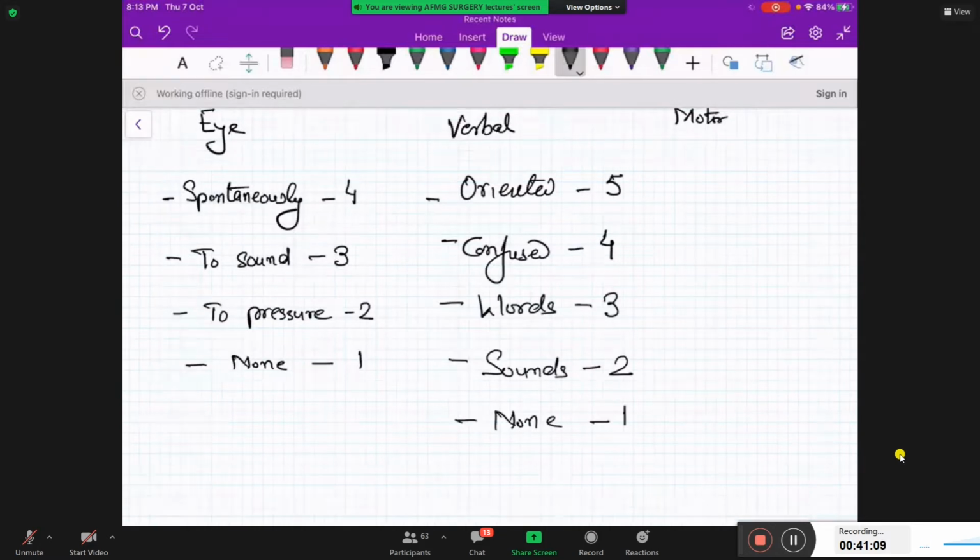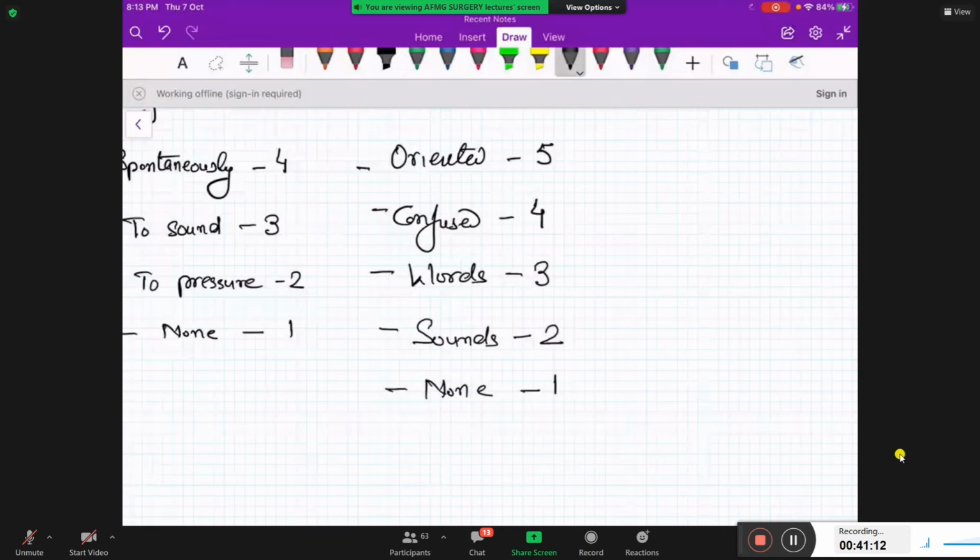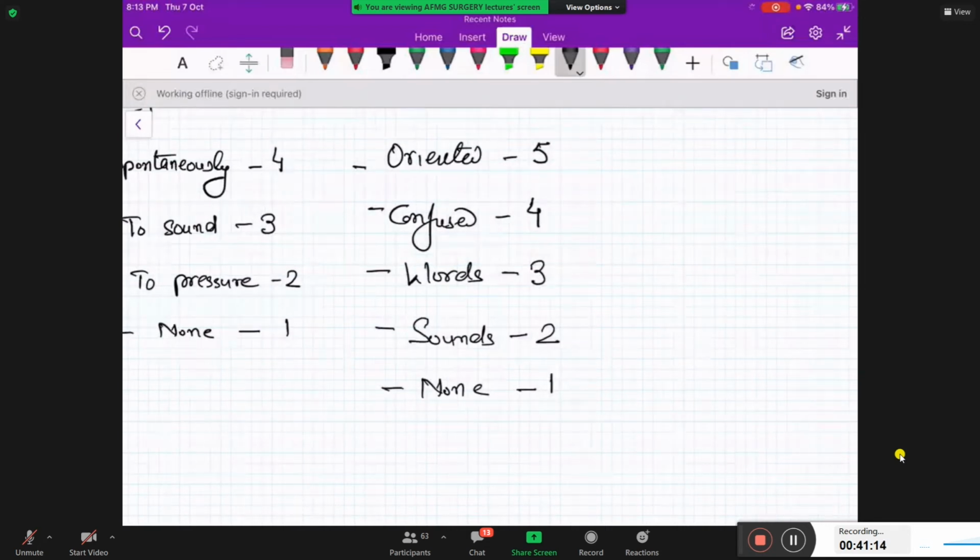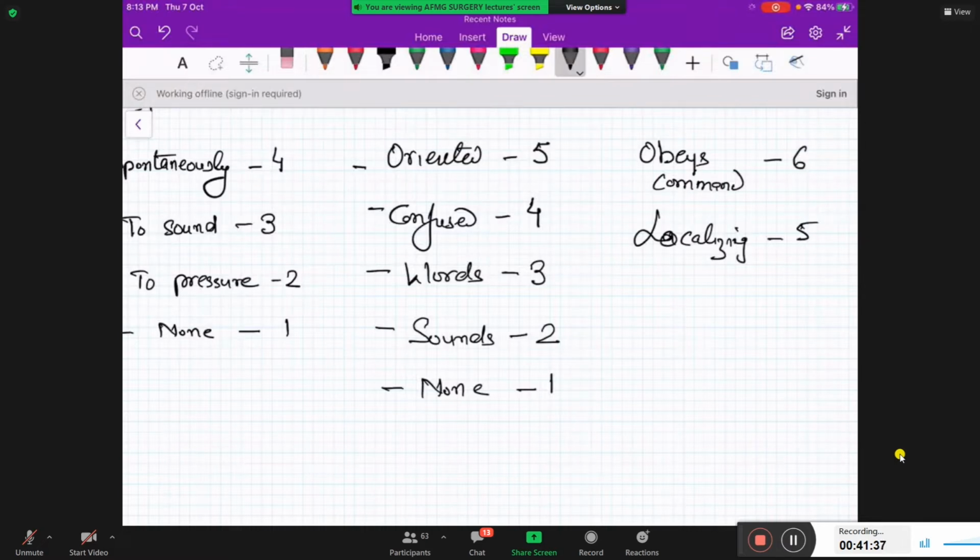Right? In motor, if the patient obeys command, आपने बोला, please raise your hand. Patient has raised his hand. Score will be 6. Localizing, it will be 5. What do you mean by localizing? Imagine I am applying a pressure here. I am applying a pressure to the patient here. Patient brings his hand and tries to localize his pain here. Right? So it is localizing. So score will be 5.